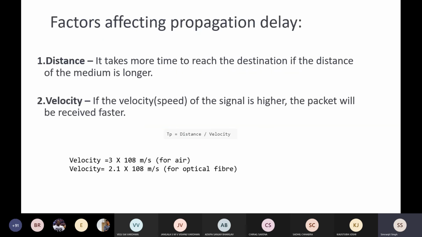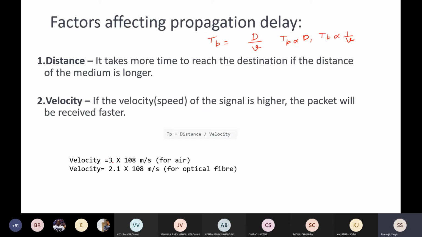The factors affecting the propagation delay have already been discussed. TP is a time, so time is distance over speed. Speed here is denoted by velocity, because in terms of velocity, the direction will also most probably be given in your question. So it is directly proportional to the distance and inversely proportional to the velocity. If the velocity is higher, the packet will be received faster. It's one and the same thing, and you can easily understand it. It's 10th or 11th grade science.